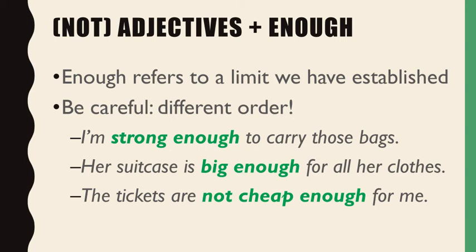Okay? Let's see these examples. I am strong enough to carry those bags. Soy lo suficientemente fuerte para llevar esas bolsas. ¿Vale? Aquí a la hora de traducir enough no traducimos como suficiente, sino como suficientemente. The second example. Her suitcase is big enough for all her clothes. Su maleta es lo suficientemente grande para toda su ropa. ¿Vale? Suficiente o suficientemente porque hemos establecido un límite. Al menos tiene que caber su ropa. Es lo suficientemente grande para su ropa.